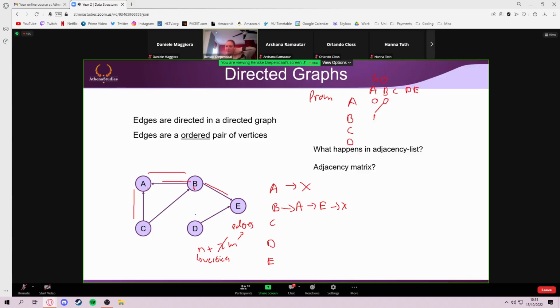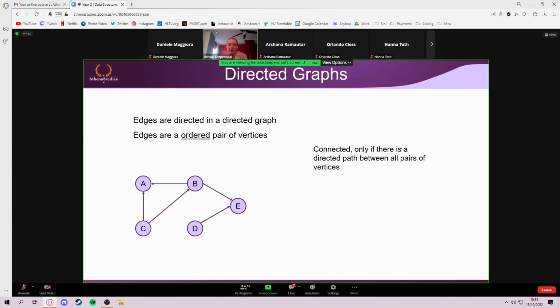So what we had with the undirected graphs is that each edge was stored twice. Because if you had A, B, then you'd store it for the A and you'd store it for the B. Now it's directed, so you just store it from the B to the A and not from A to B. And in the matrix, it's no longer mirrored. So that's kind of the differences for a directed graph.